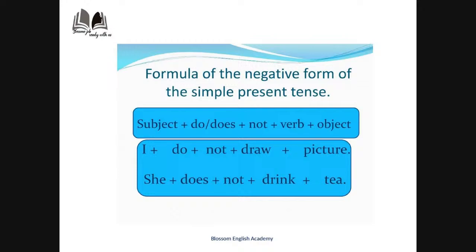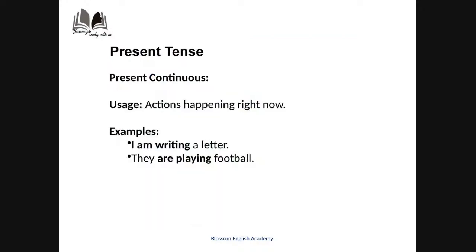Okay. And that also depends on the subject. If it is a singular noun or pronoun, then you would be using does. She does not drink tea or she does not draw pictures. Okay, hope that is clear.